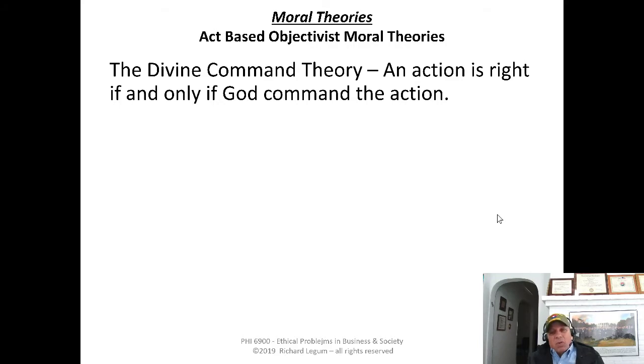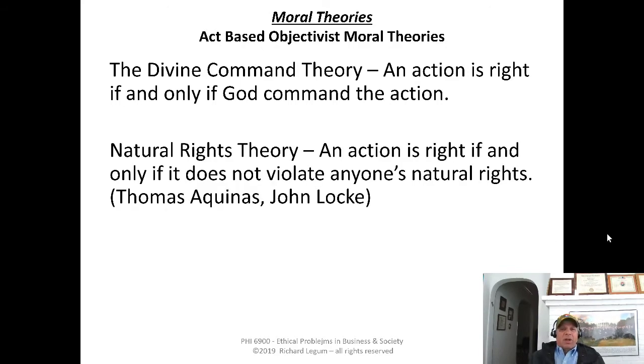While a lot of people are certainly religious believers and believe in a particular religion, and oftentimes religions have associated with them a set of ethical values that come from God's commandment, like the Ten Commandments. So many people hold this theory, but obviously, again, another moral theory, another controversial theory. Then something that might have come out of the divine command theory is something called natural rights theory. That is, an action's right if and only if it does not violate anyone's natural rights. John Locke is the one known for this.